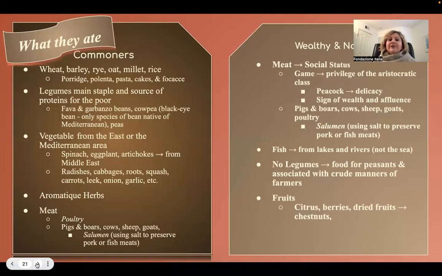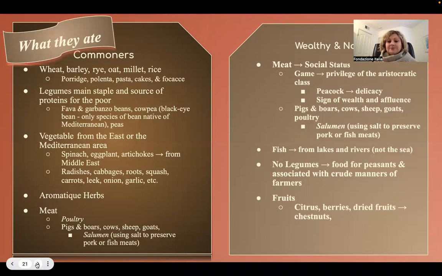Fish, contrary to the Romans, is not the kind coming from the sea, but from lakes and rivers. Absolutely no legumes. Legumes were not favored by the noble and the wealthy because of a certain thing that happens to your body after you eat them, and they were not considered refined. In fact, they were considered crude, and so a food better suited for the commoners.